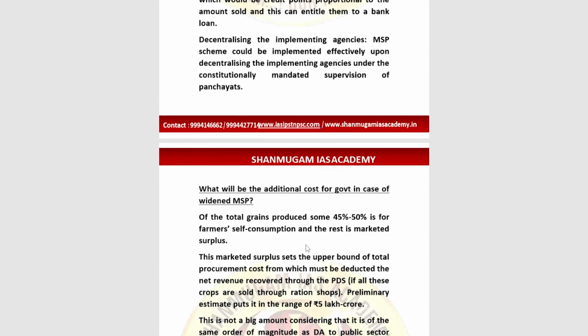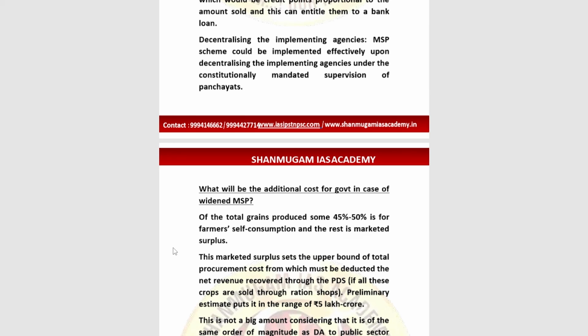And apart from this, what will be the additional cost for the government? In case of a widened MSP, we have now discussed the measures which have to be taken. If these measures are taken, what is the burden on the government? This we also need to follow, because the additional cost which the government bears by widening the MSP also needs to be included in this.